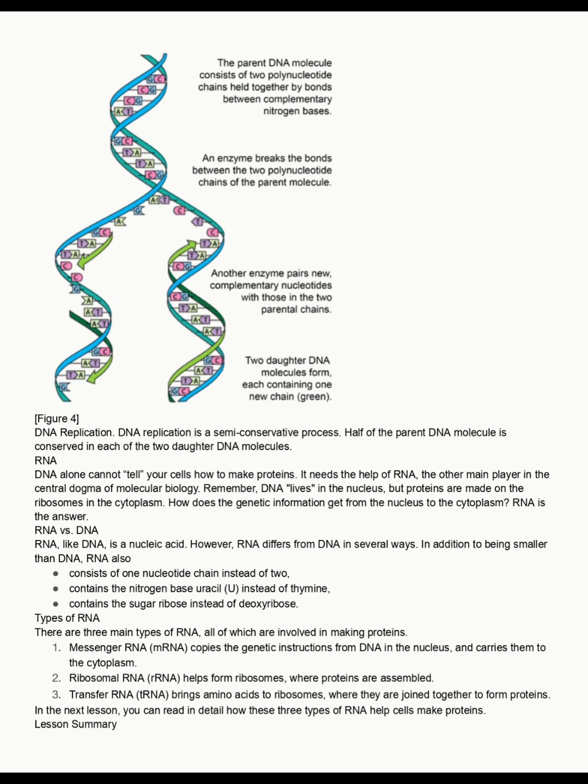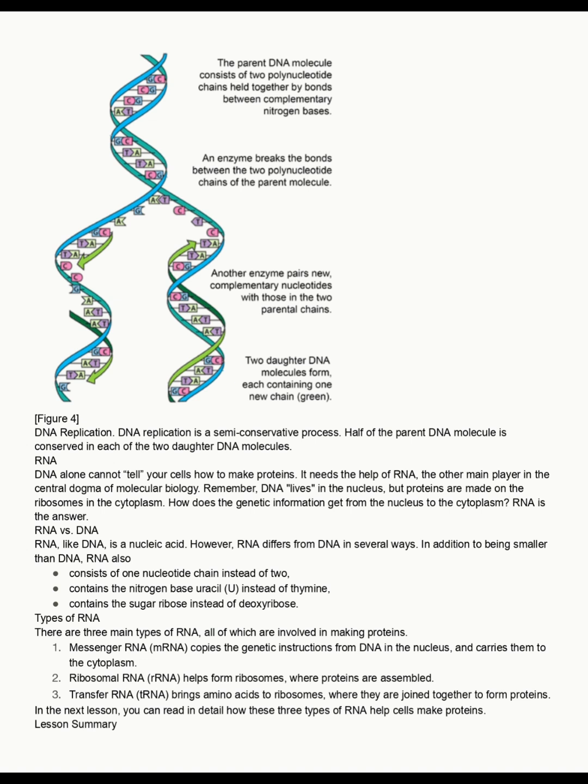RNA versus DNA. RNA, like DNA, is a nucleic acid. However, RNA differs from DNA in several ways. In addition to being smaller than DNA, RNA also consists of one nucleotide chain instead of two. It contains the nitrogen base uracil (U) instead of thymine. It contains the sugar ribose instead of deoxyribose.